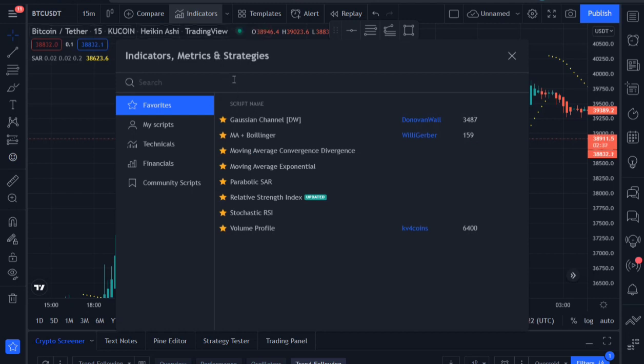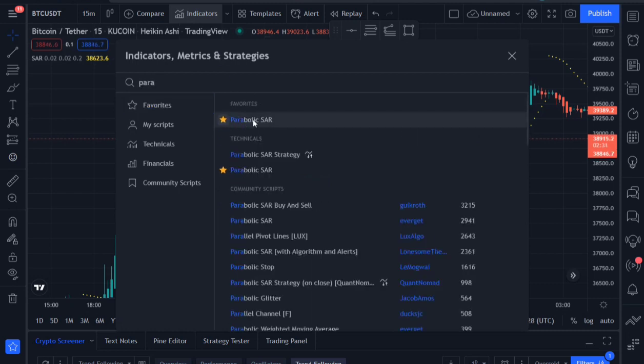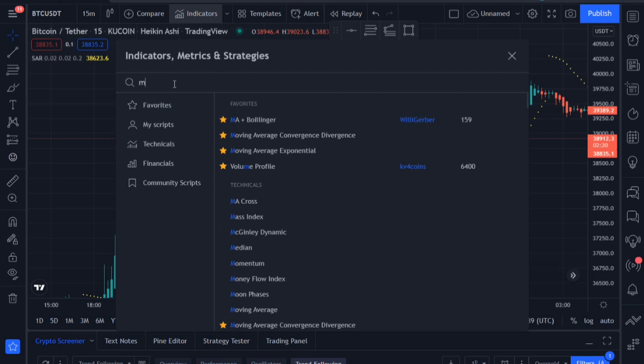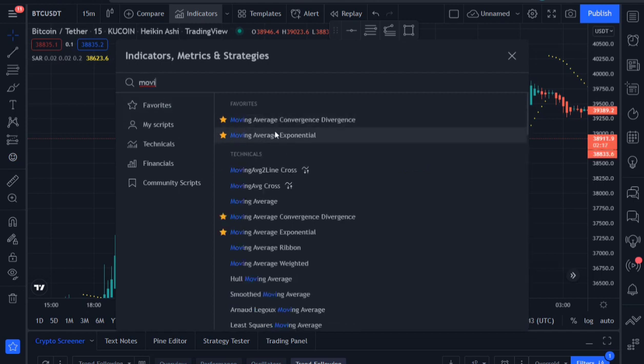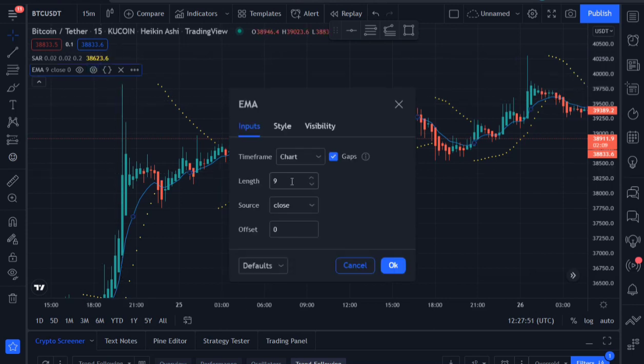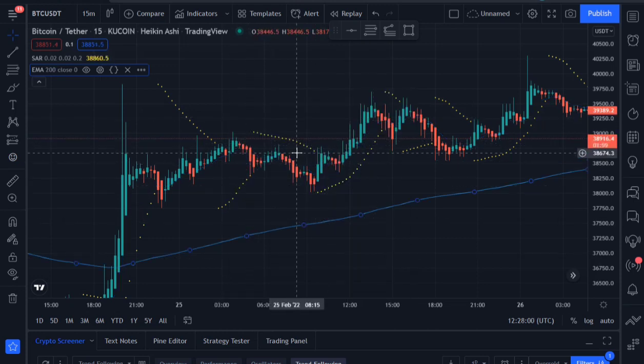So for you to bring out the parabolic SAR, you just have to type in parabolic, and you will see parabolic SAR here. This SAR means stop and reverse. You understand? So you just have to click it and bring it in, and then also bring in the exponential moving average. Type in moving average exponential, click it, and then set the length to 200 and leave the other things in default. Also, parabolic SAR has no setting. Just leave the parabolic SAR in default mode.